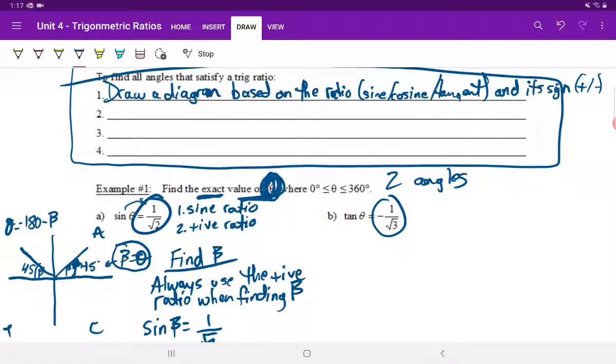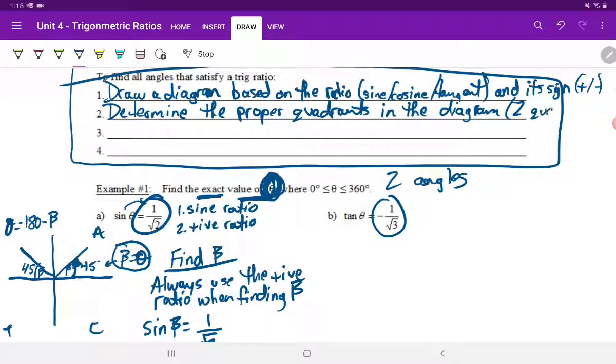So next, I never really mentioned in the first step, we didn't write it down, we should determine the proper quadrants in the diagram. So make sure that you draw it in the diagram. There should be two quadrants in which you're drawing this diagram.